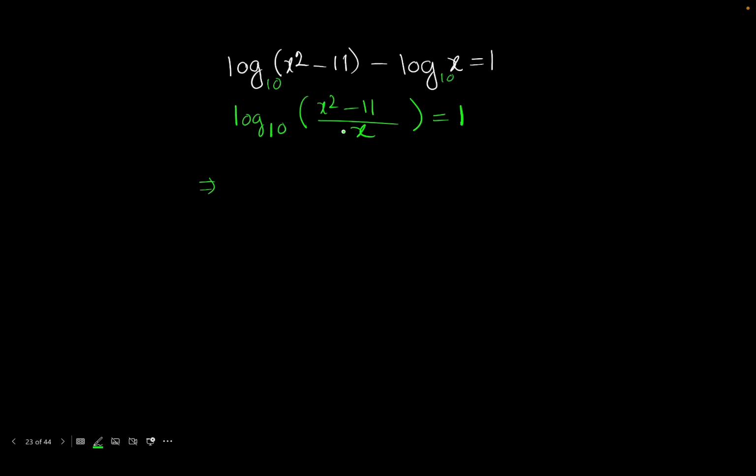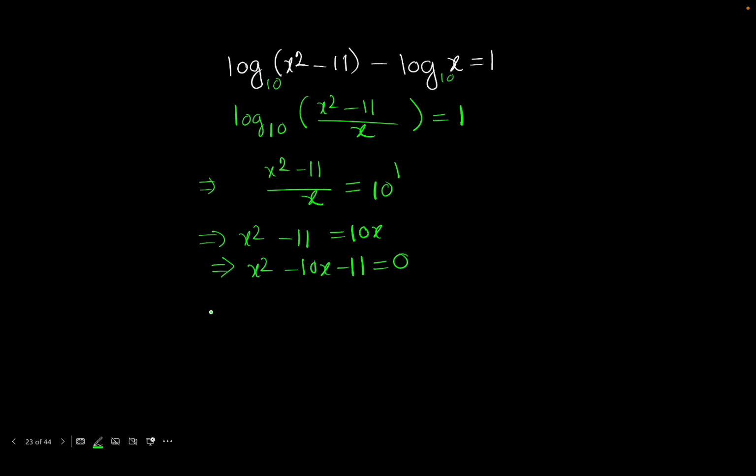So now we want to eliminate this log, so we can simply write this term x square minus 11 by x is equal to, this 10 will go this side and it will come as power. So x square minus 11 is equal to 10x. So x square minus 10x minus 11 is equal to 0.